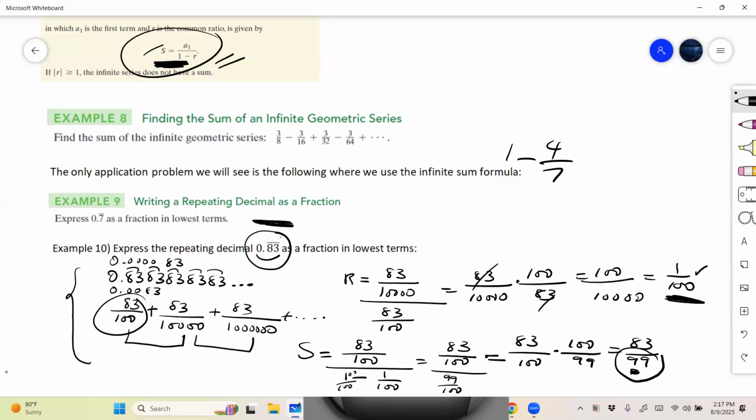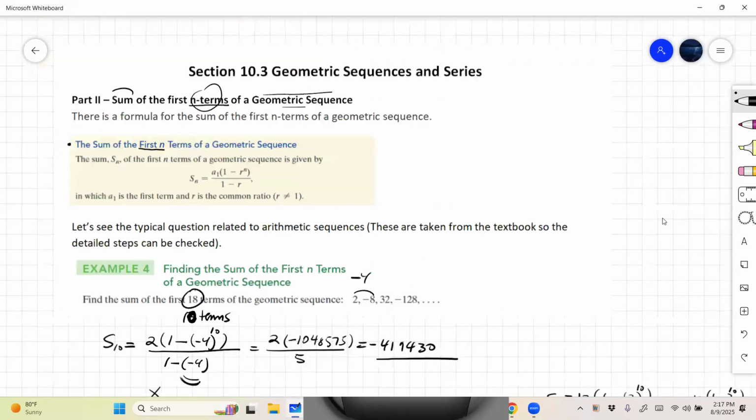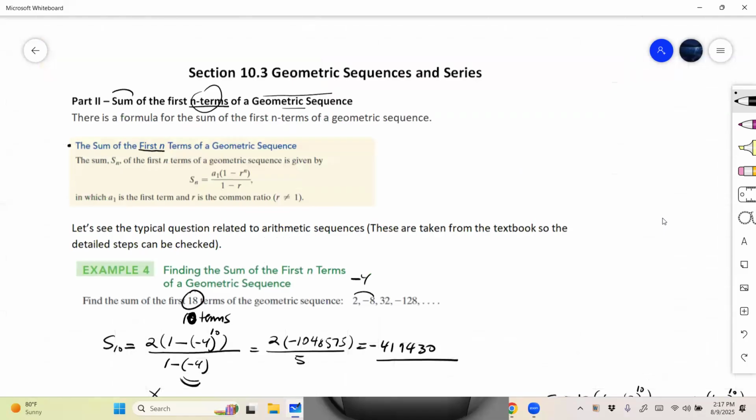Okay, so this is all that we have to cover for the second part of section 10.3, geometric sequences and series. And in this case, we're analyzing either the sum of the first n terms or the sum of the infinite series.